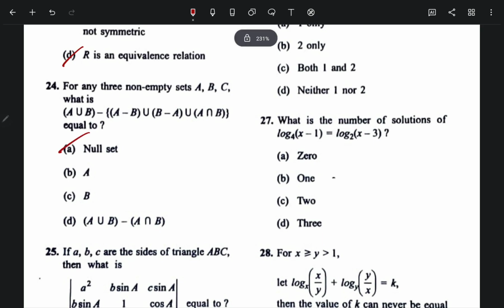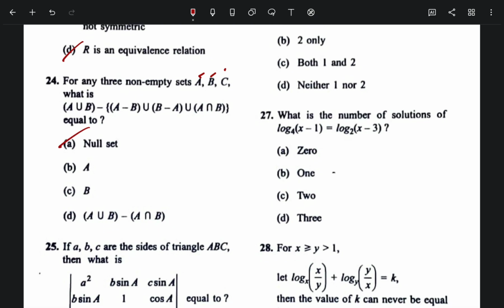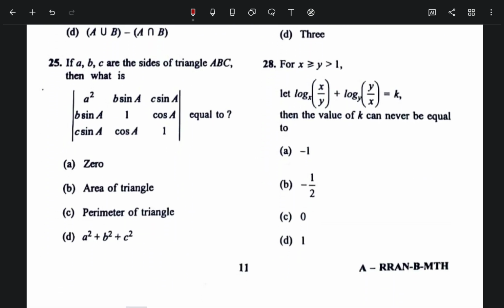It's going to be a null set. You just assume elementary sets. So keep A as 1, keep B as 2, keep C as 3, or you can take A equal to 1, 2, B equal to 2, 3, C equal to 3, 4. You find that that will be an easy way of finding the answer.